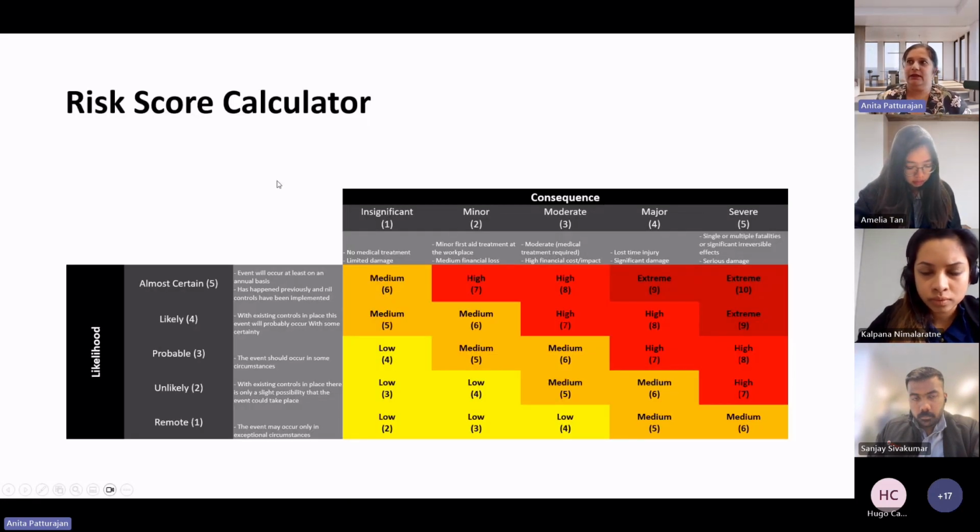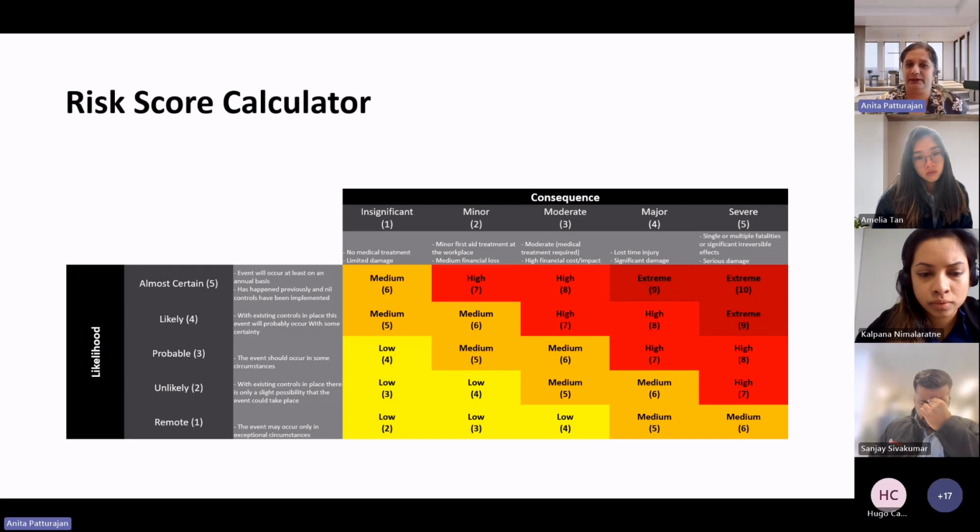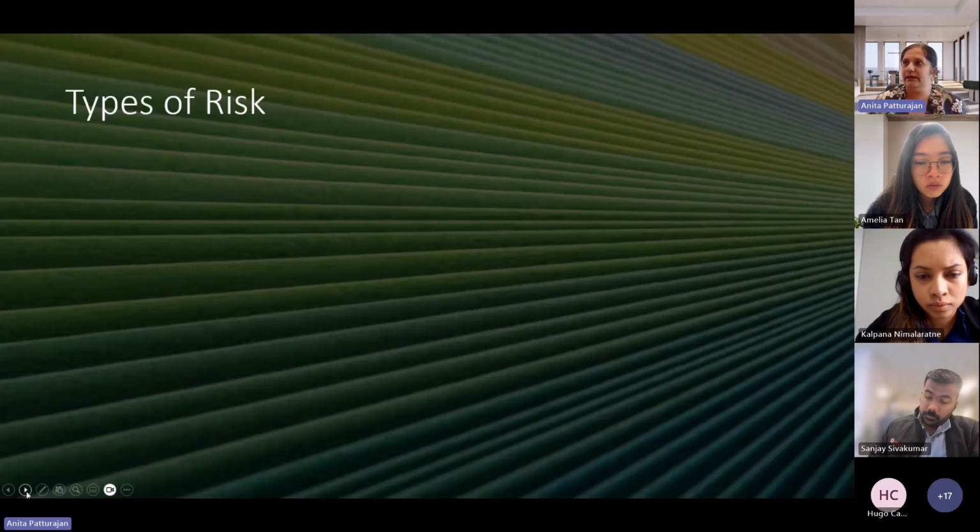Now, this is a typical risk score calculator. I just wanted to share that. This is your typical 5x5. It summarizes the traditional model; if you look at the ISO 31000 standard, it formulates the methodology. So, a typical risk score calculator.